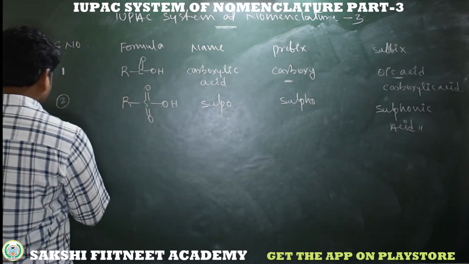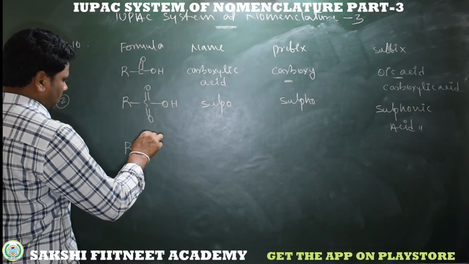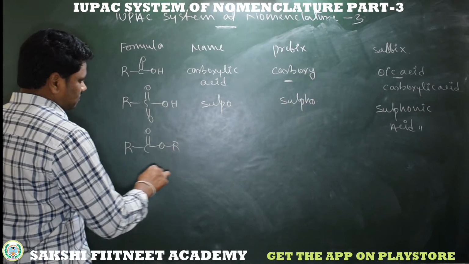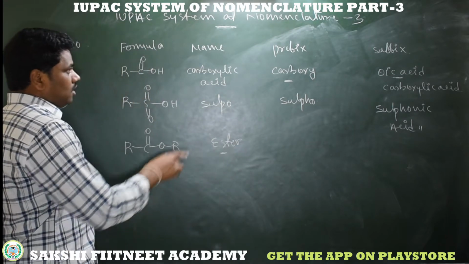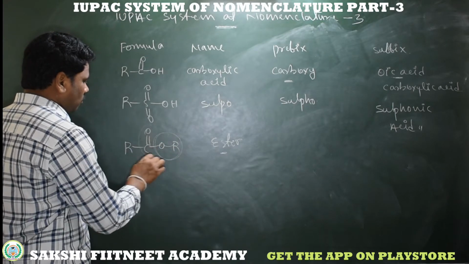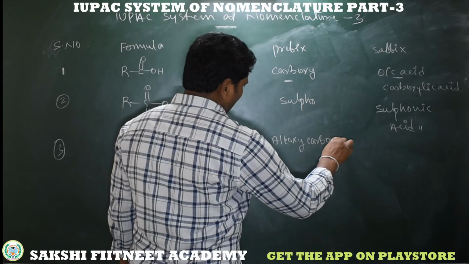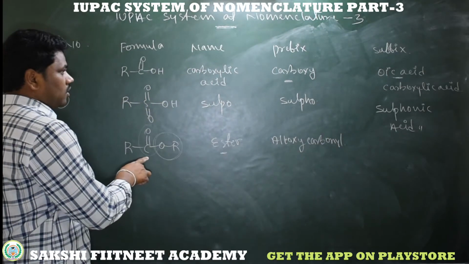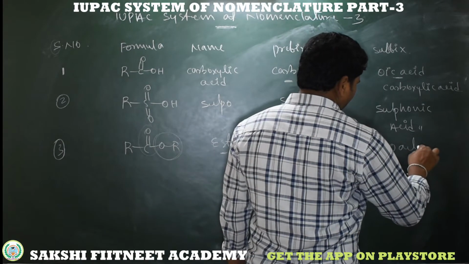Next, here we are taking the third priority, which is ester. This is ester. If you want to write it as a prefix, it is alkoxycarbonyl. If you want to write it as a suffix, it becomes oate.